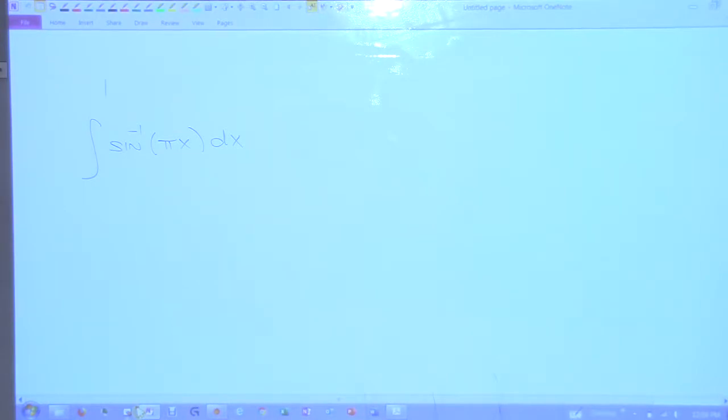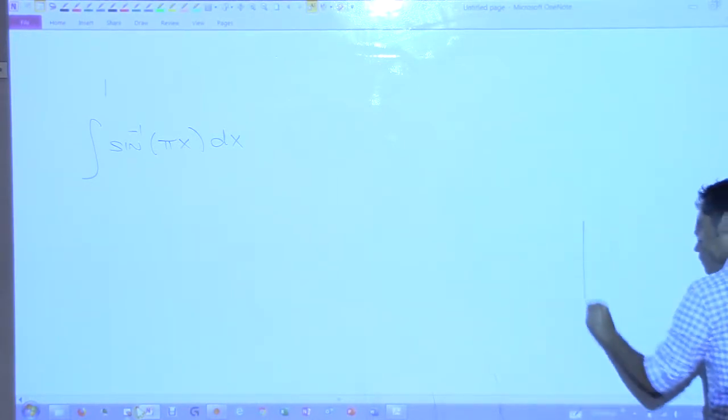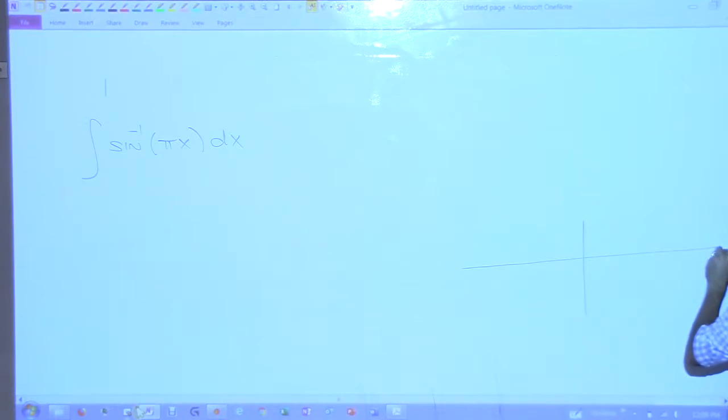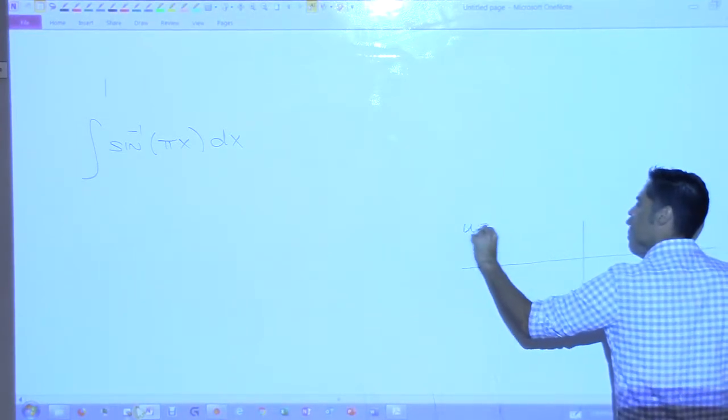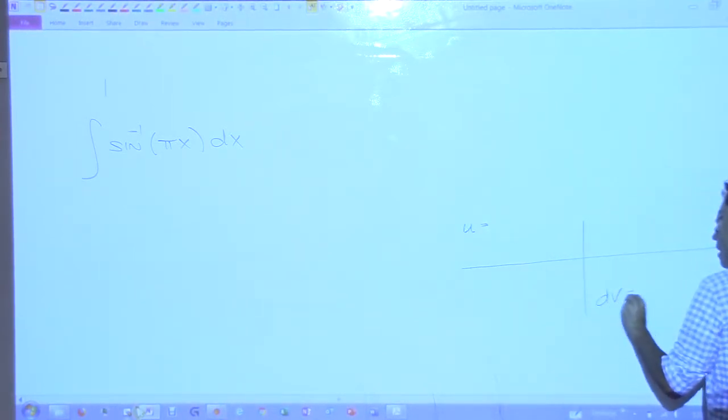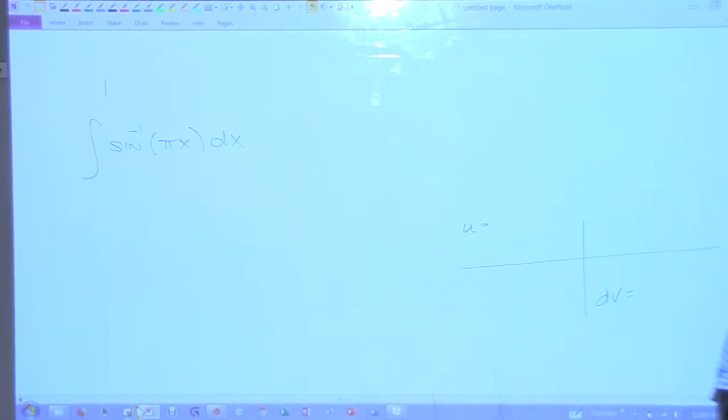Because today's integration by parts, yes, we're going to make a table. All right? So if we make a table, got to choose a u, got to choose a dv. Any thoughts about that? I'll make the u the arc sine. You have no other choice, right? The arc sine of pi x, that has to be u, right?